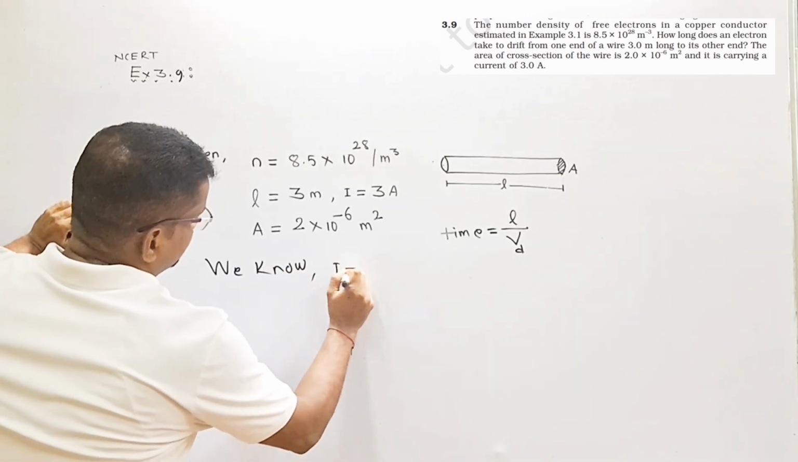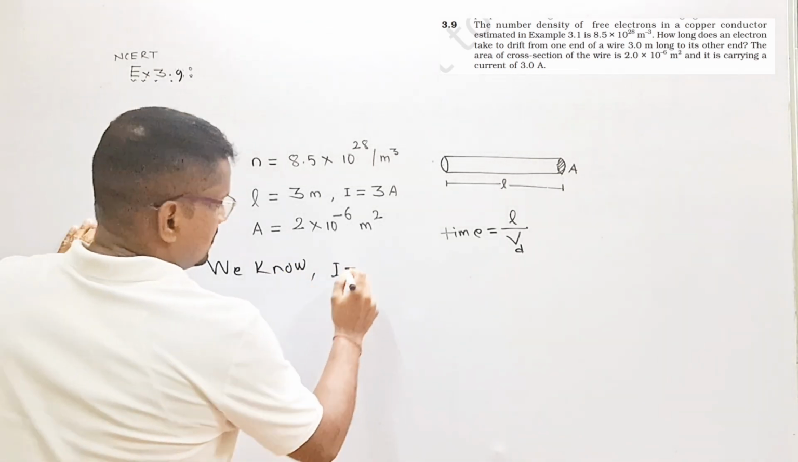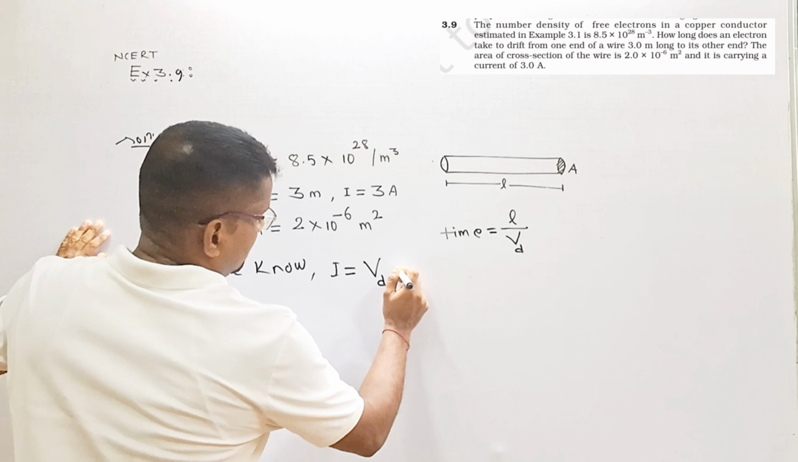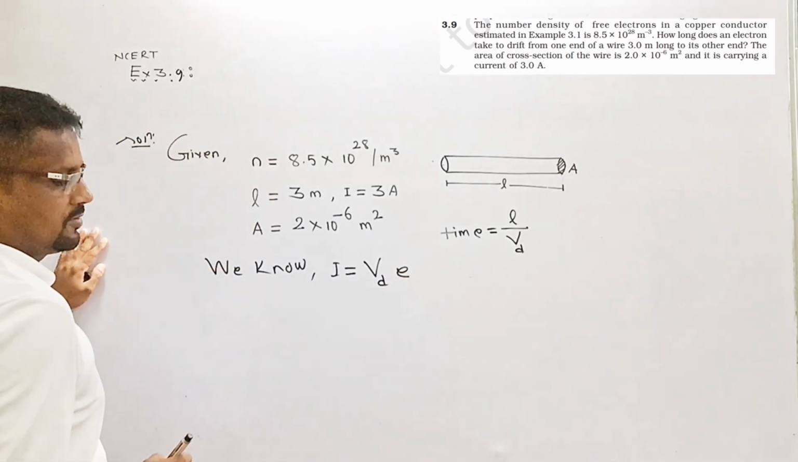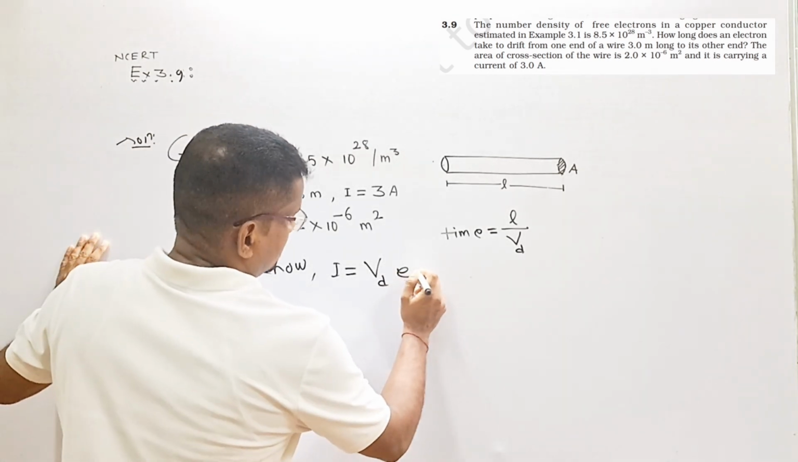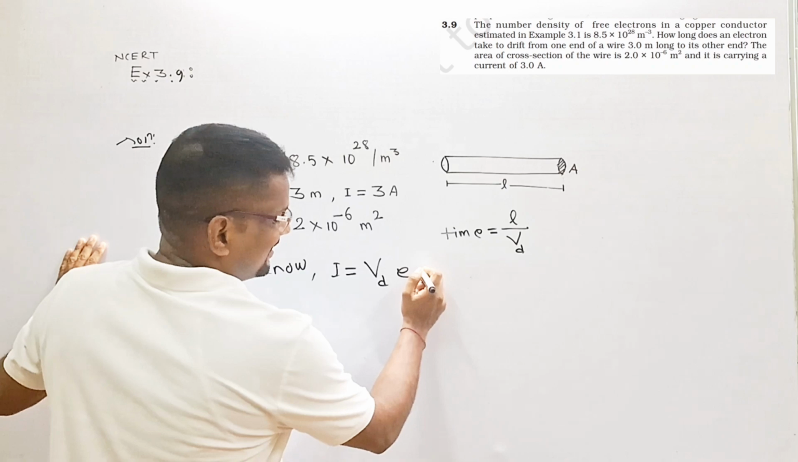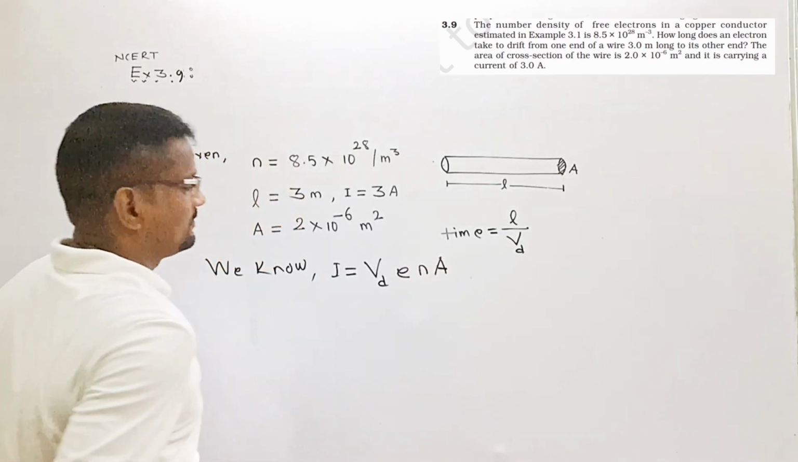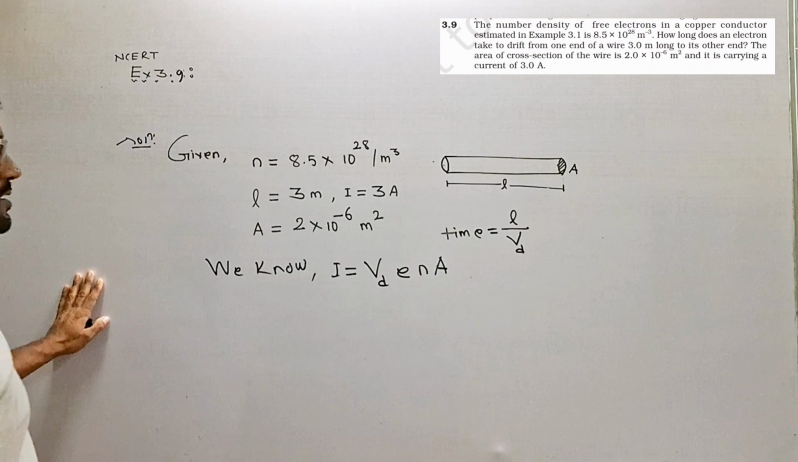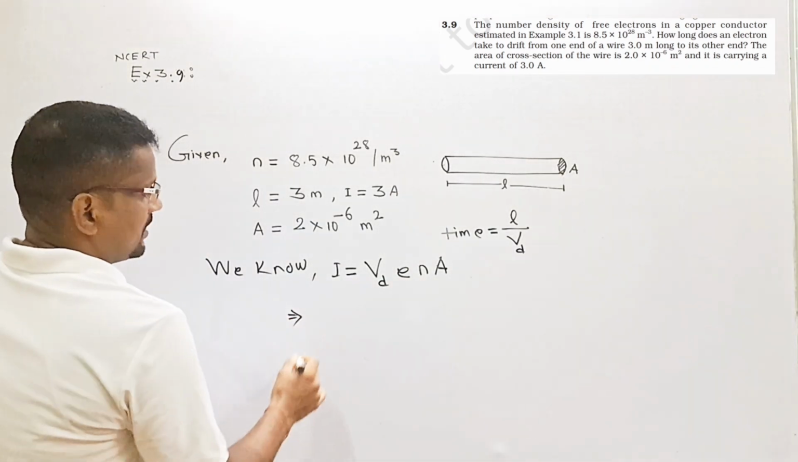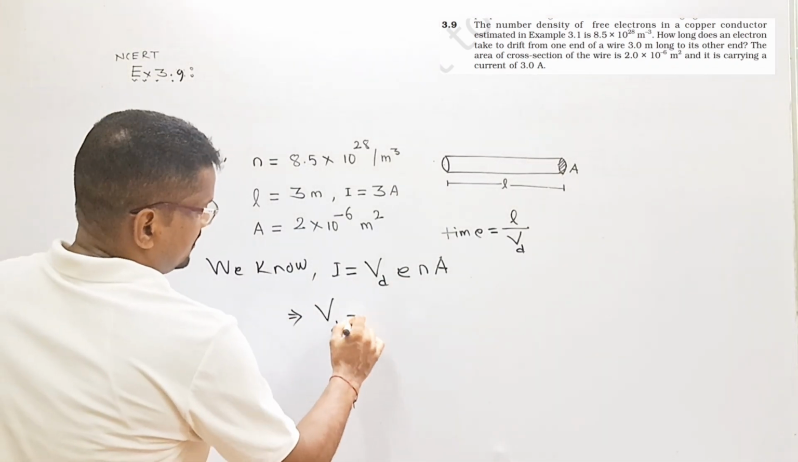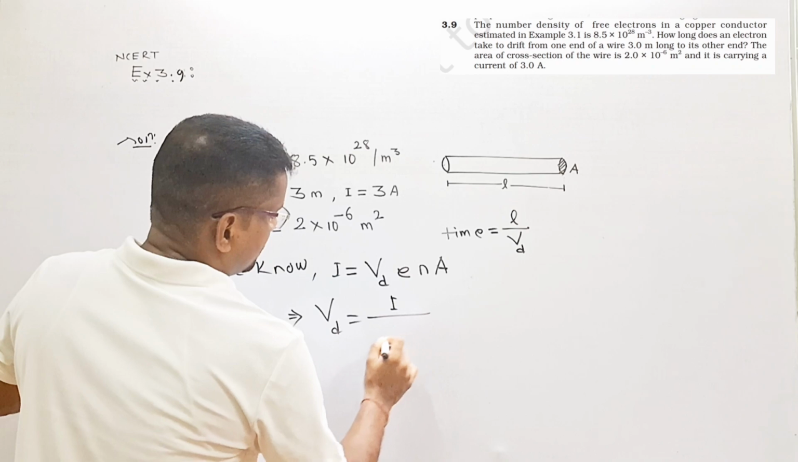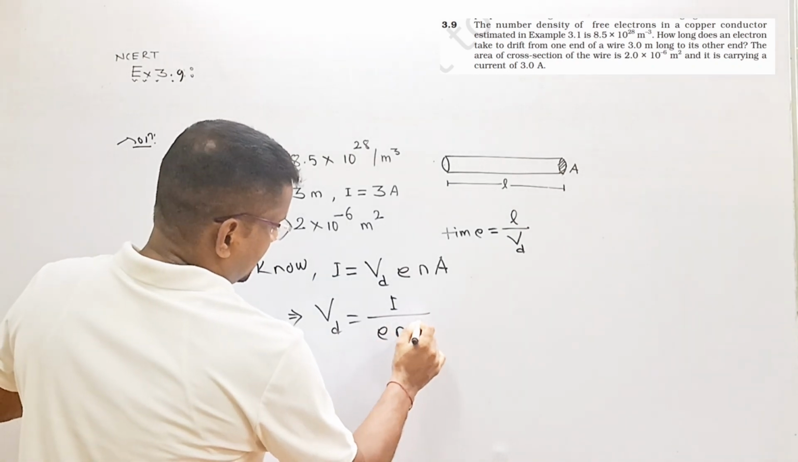I equals to the drift velocity times the density of free electrons, the charge of electron, and the cross-sectional area A. This formula is known to us, so from here you can write Vd equals I over e n A.